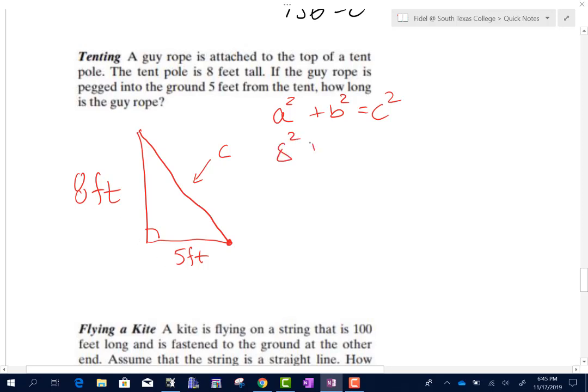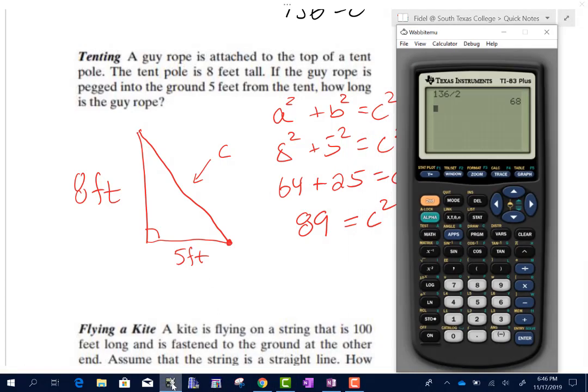So I'm going to go 8 squared plus 5 squared equals C squared. So 64 plus 25 equals C squared. So what is that, 89? Equals C squared, okay? I don't think that's a perfect square. And I don't know what I can divide 89 by. Let me take my calculator real quick, let's see.